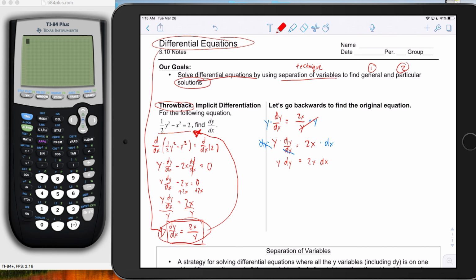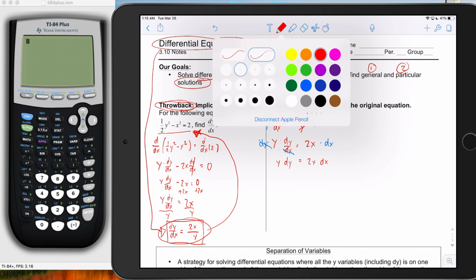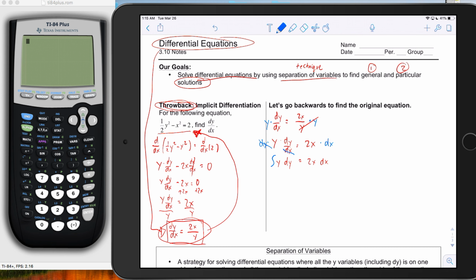What do you think our next step is? If you look at the throwback problem, we took the derivative from the original equation to get to this dy/dx. So if we're going backwards, we need to take the integral of both sides. What's nice is that the y's and dy are together, and the x's and dx are together, so we're all set to take this integral. When we take the integral of y, we get 1/2 y squared plus some constant, I'll call it c1. And when we take the integral of 2x, we get x squared plus c2.